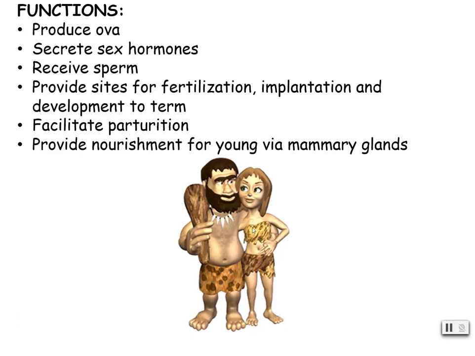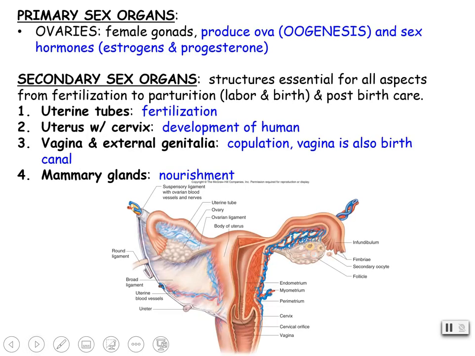So just to sort of remind you of the functions of the female reproductive system, just like males, the gametes have to be produced, so we're going to make eggs. So ova is the anatomical term for eggs. They're going to have to secrete the female sex hormones, so estrogen and progesterone. Receive sperm, provide a site for fertilization, implantation, development to term, facilitate parturition, which is labor and delivery. And then we're talking about it in the sense of caveman, cavewoman. We're going to make cave kid later. Provide nourishment for young via mammary glands. So we're not going to get into gender roles for anatomy and physiology.